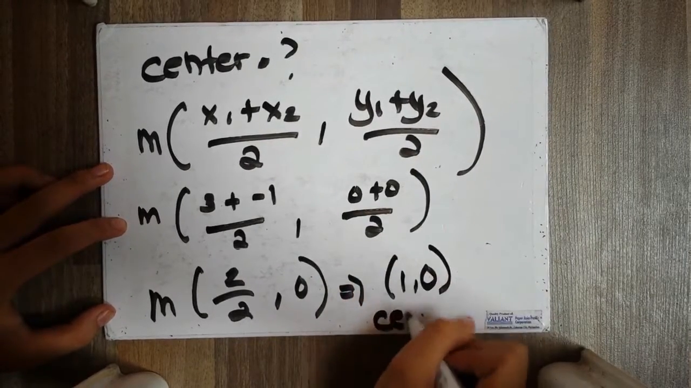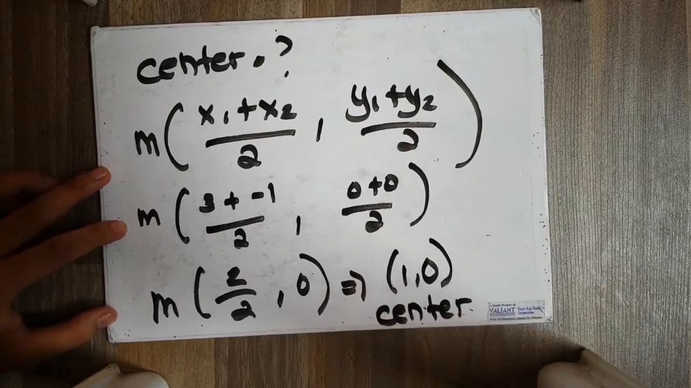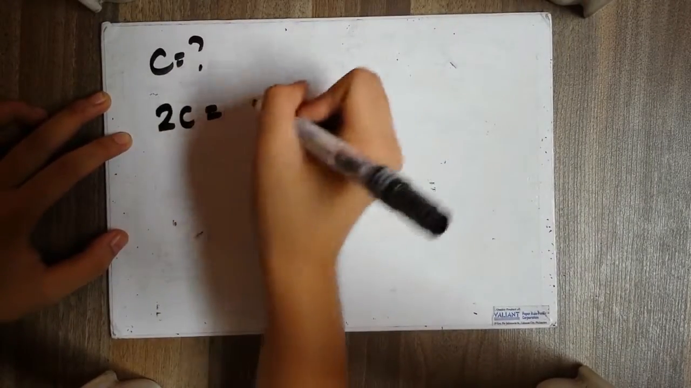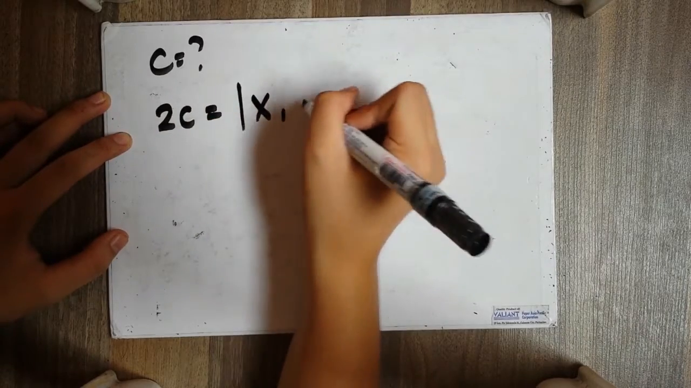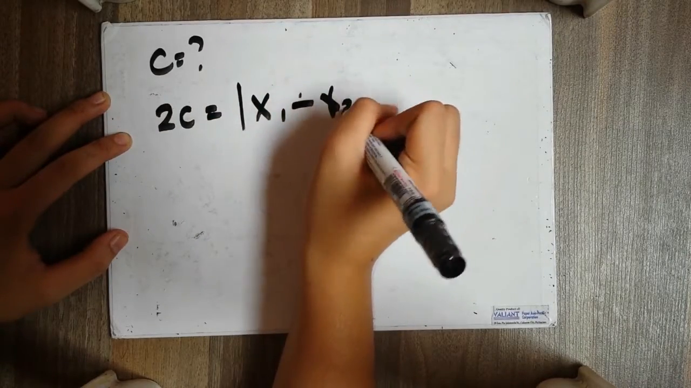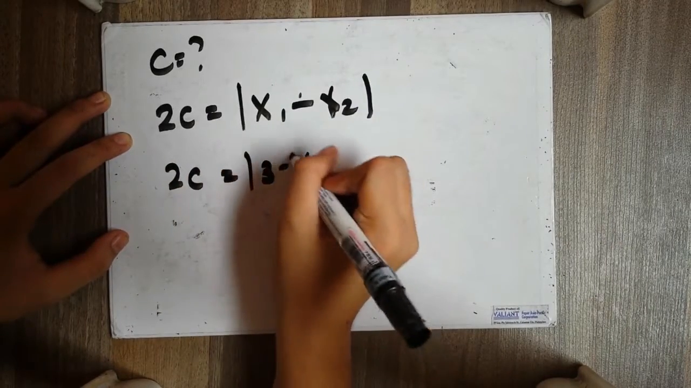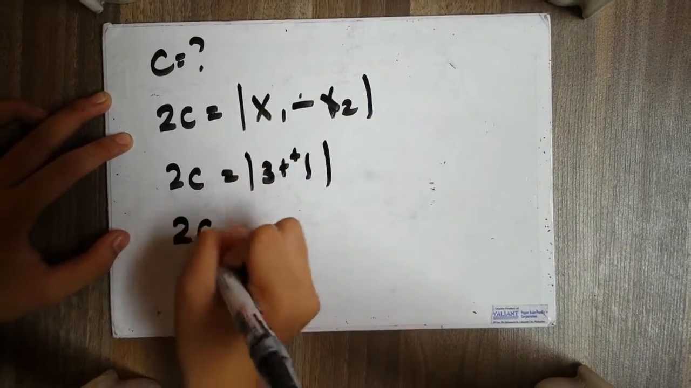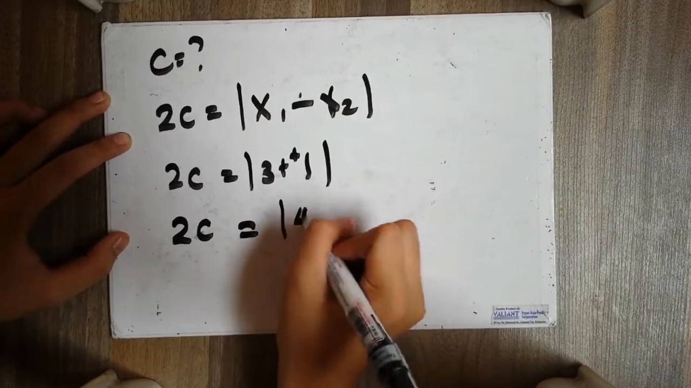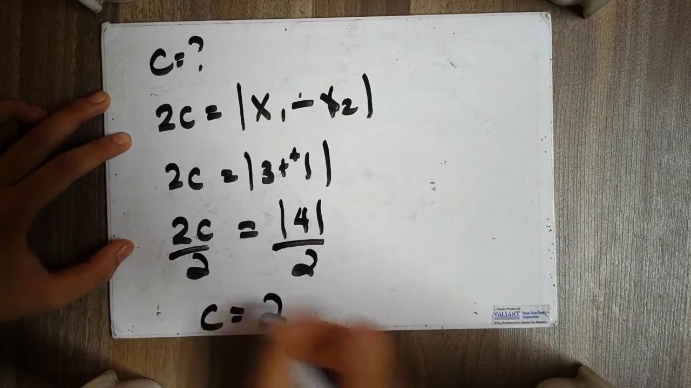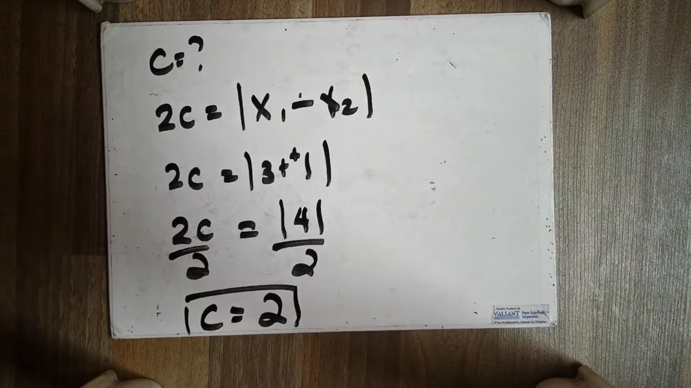With that, we can say that our center is located at (1, 0). Once again, we have to look for c. We use the formula 2c is equal to the absolute value of x sub 1 minus x sub 2. We then can say that c is equal to 2.